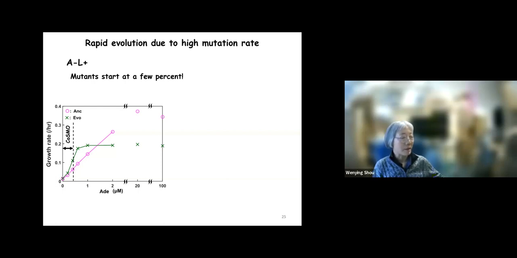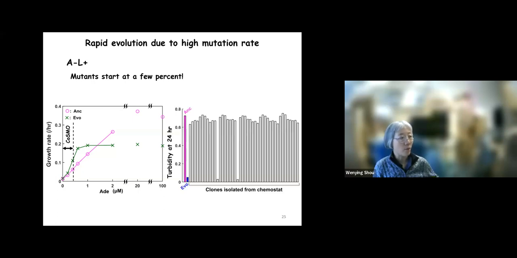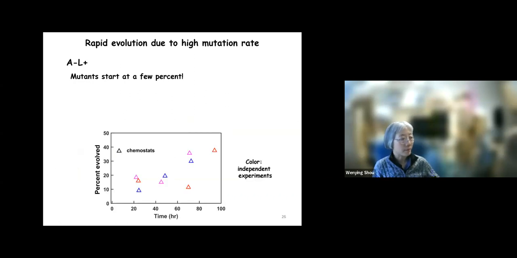So in fact, we adapted this for a high throughput way of assaying the fraction of mutants. We just give them high adenine concentration: the ancestor can grow to saturation overnight, but evolved cells are really inhibited. If we look at random clones from chemostats, we see that those two are evolved and the rest are fine. That's how we can quickly assay the fraction evolved in any kind of sample.